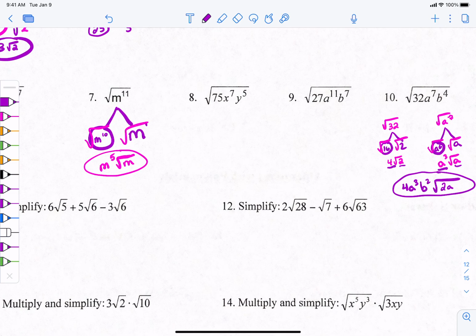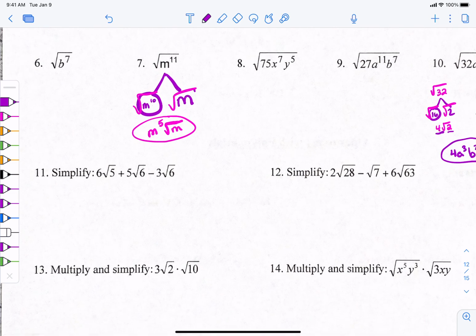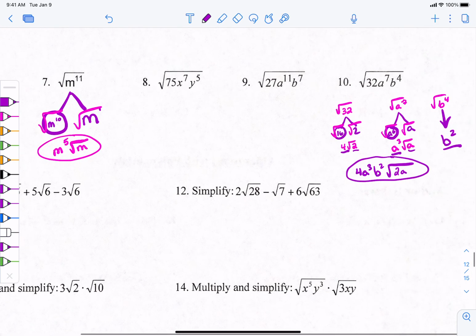Every single time. Not this time. Okay. All right, 11, 12. What do you want to see? Which one? The hardest. 12. Okay, 12. How many pieces are there?